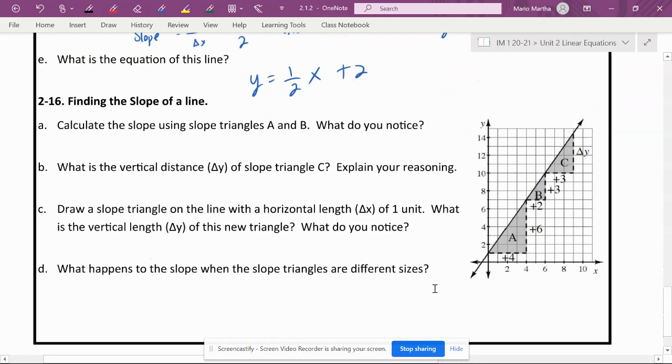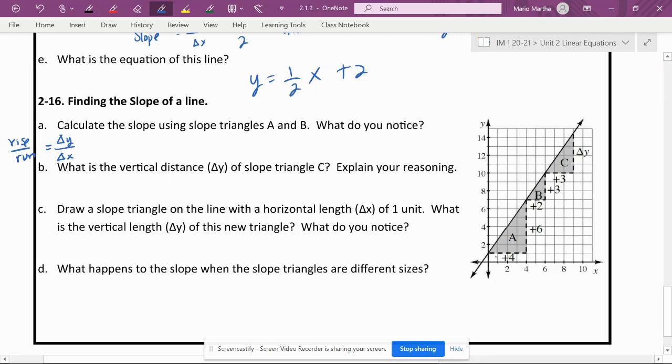And then our last question, 216: calculate the slope using slope triangles A and B. And then what do you notice? So first, let's find the slope for A and B. Again, it's always going to be delta y, the change in y over the change in x. For some of you, you may have heard this as rise over run. Remember, it's always going to be rise over run, never backwards, always rise over run.